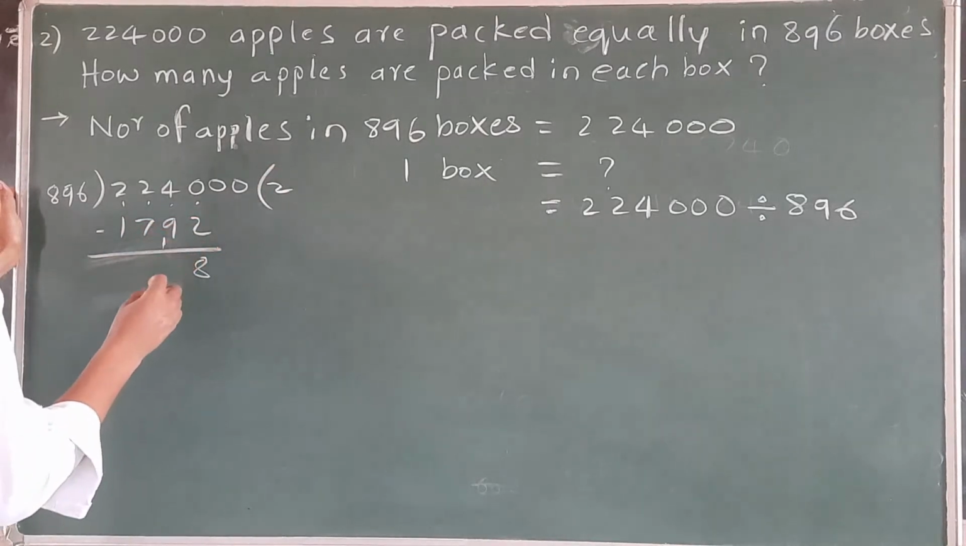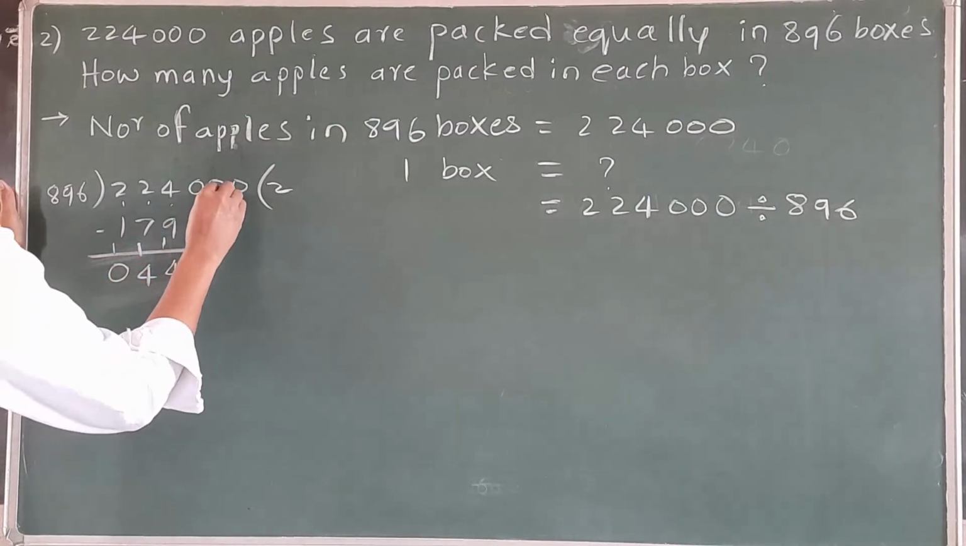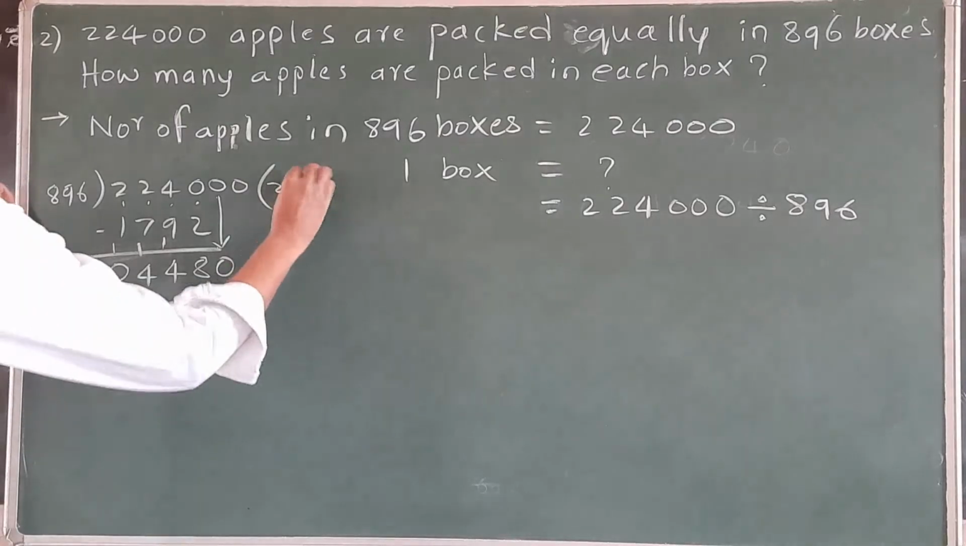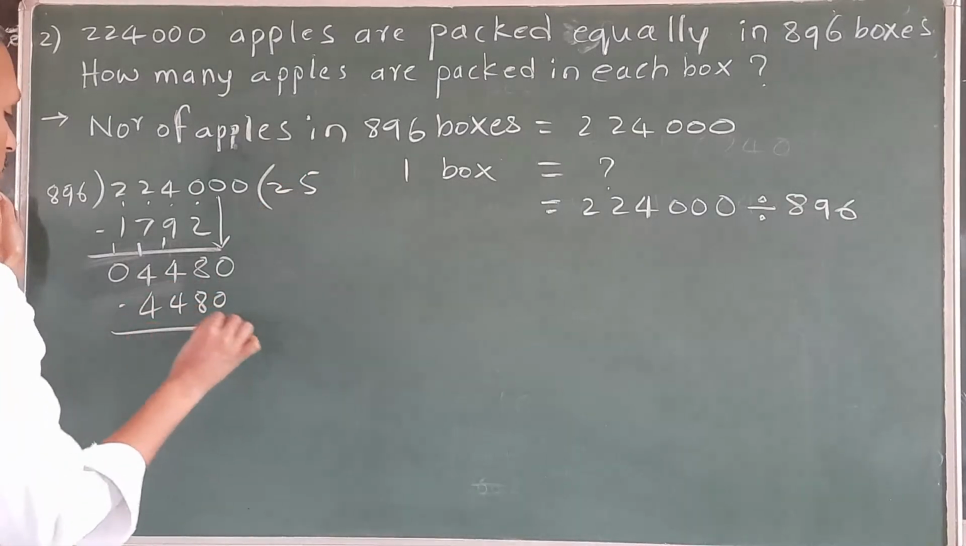This one is 8. This one is 4. This one is 4. This one is 0. Take the next one down and here it becomes 448, then 4480. Search for this one. 5 times 896 is 4480.